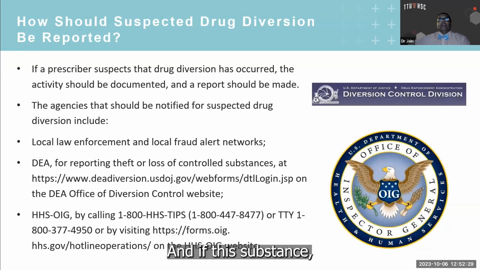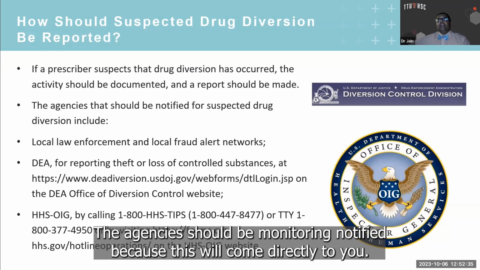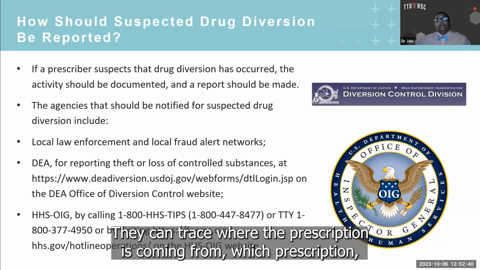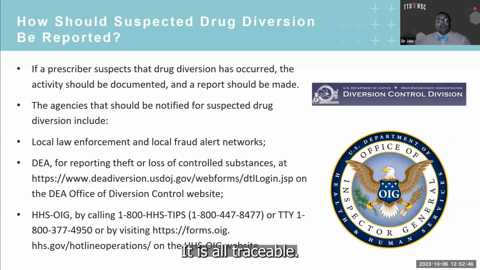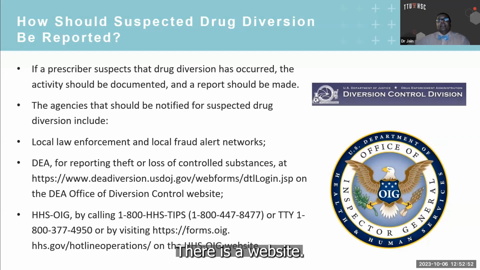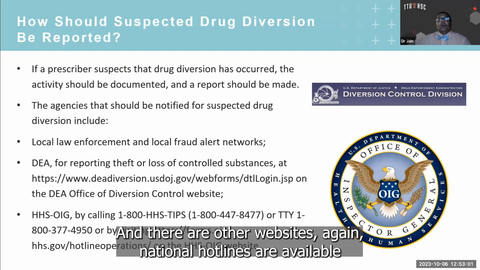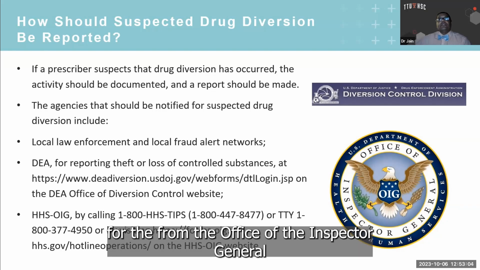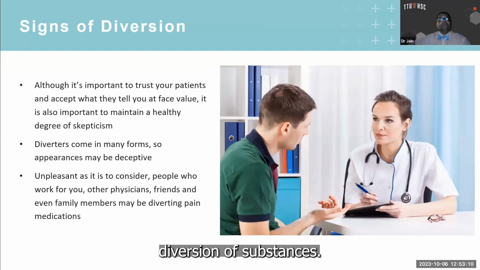If you suspect diversion has occurred, the activity should be documented and the agency should be notified, because this will come directly to you. They can trace where the prescription is coming from, which pharmacy, and who was the prescriber. It is all traceable, and law enforcement and local fraud alert networks are there. For the DEA, there is a website where you can report theft or loss of controlled substances. There are also national hotlines available from the Office of the Inspector General that controls the diversion of substances.